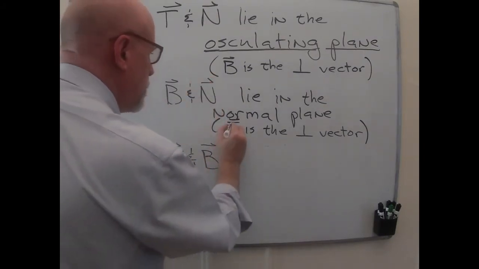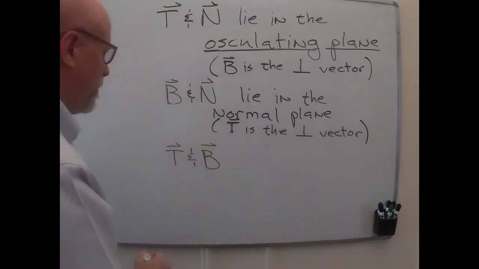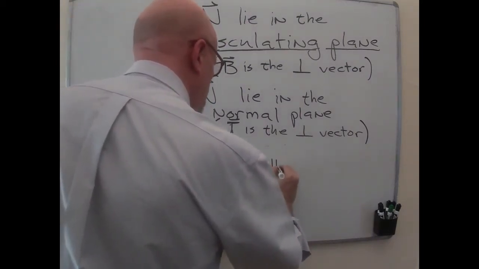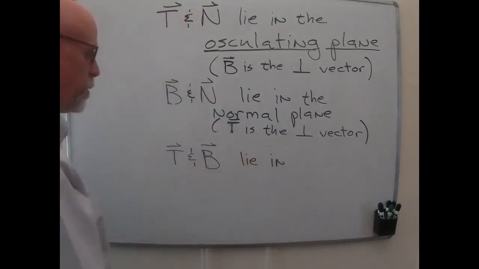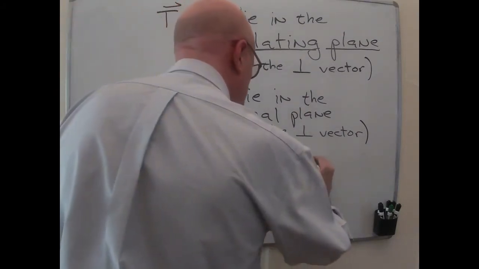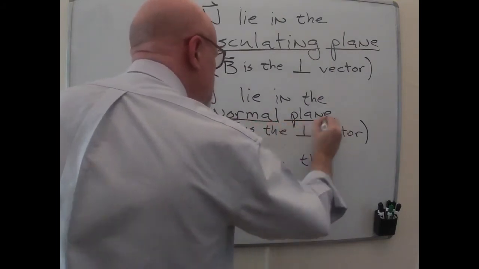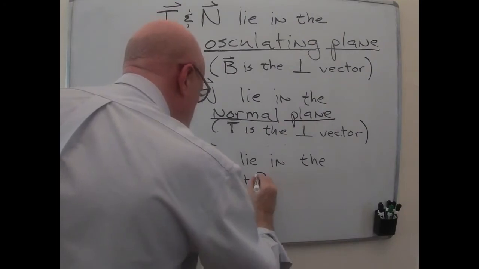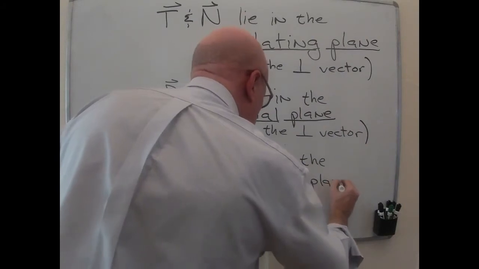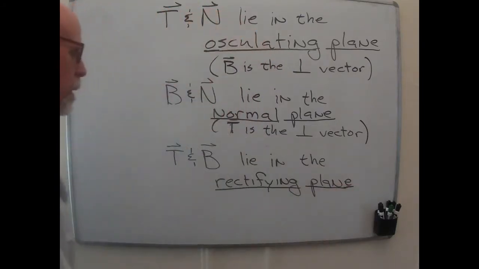I'm forgetting my vector hats on things, so just double checking to see which ones have it and which don't. Got it fixed now. T and B lie in the rectifying plane, and then the normal vector is the third one of the triple. The perpendicular vector will be N. Left the E off. Okay.